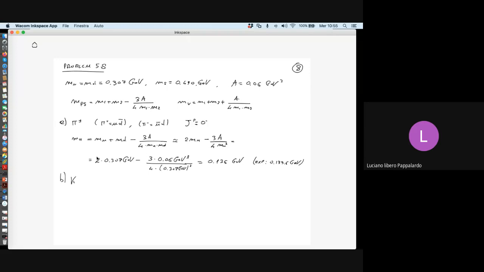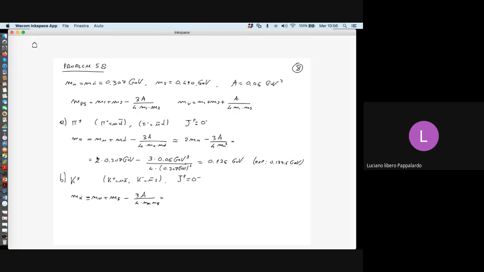Now let's do the job for the kaons. Now the K plus is a u s-bar, the K minus is a u-bar s, the antiparticle. They are also pseudoscalar mesons. So we apply the same formula. So the mass of the kaon must be mu plus ms, we have now a strange quark, minus 3A divided by 4 times mu times ms, u and strange.